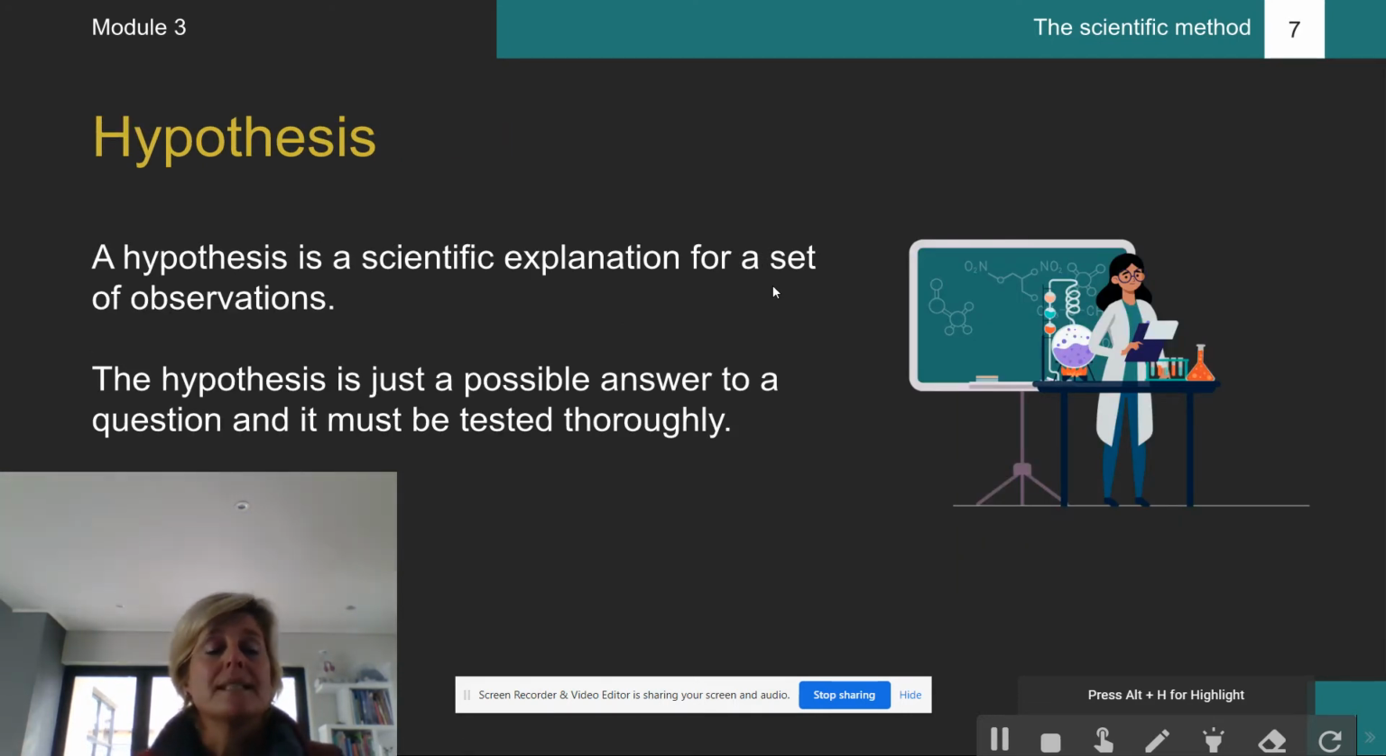The next important bit is the hypotheses. Hypothesis sounds like a very difficult scientific term, but actually it's just an explanation for our observations. So the scientific method starts with hypotheses. It's a possible answer to that question you asked yourself after you observed some natural phenomena outside. It must be thoroughly tested.